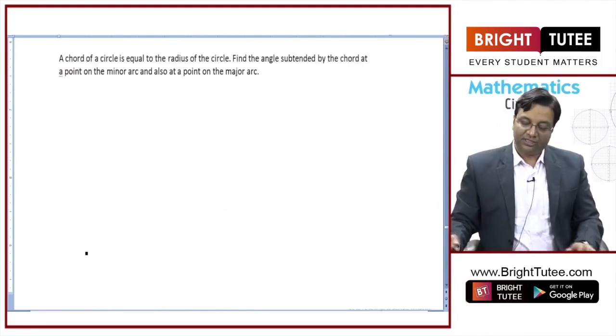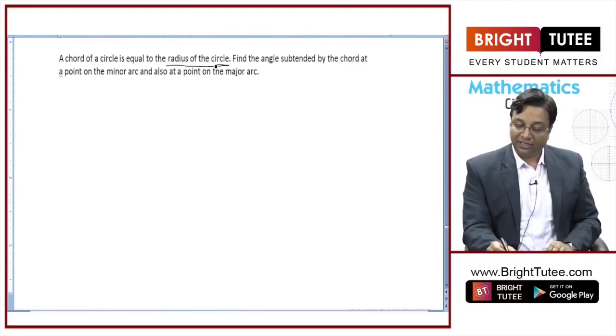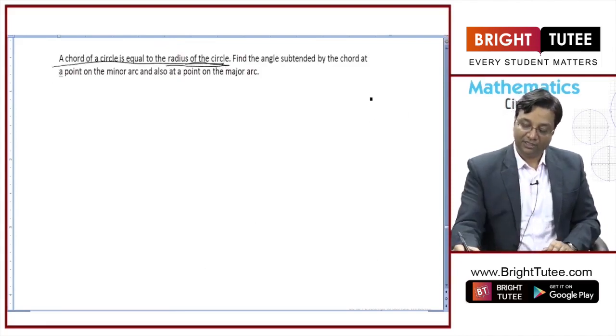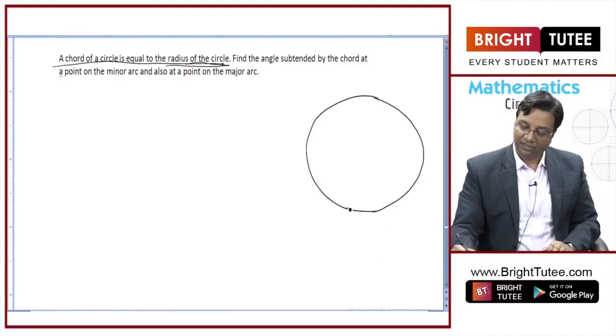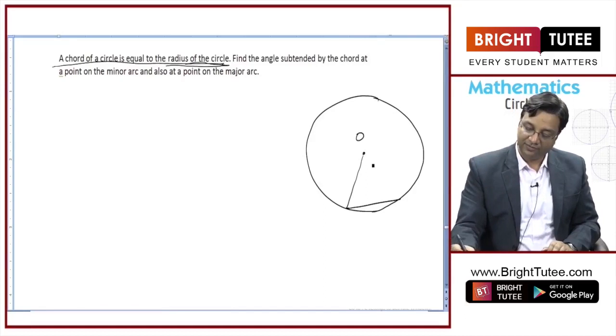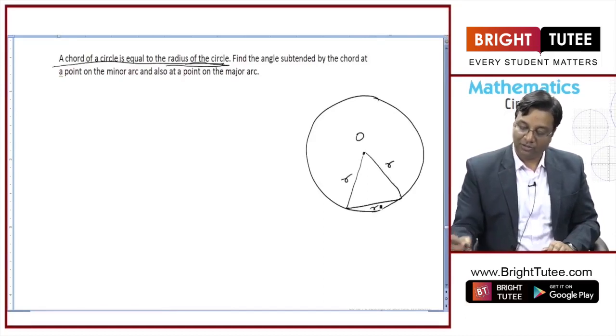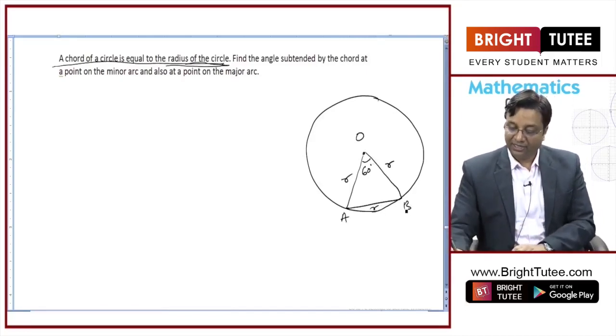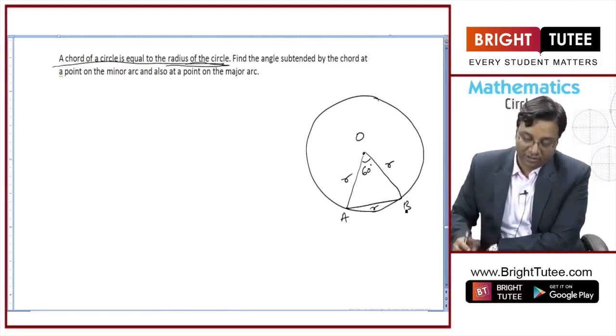A chord of a circle is equal to the radius of the circle. I have talked about such a circumstance previously, that in this case this chord, if it is equal to the radius, let us say this is the radius, this is R, this is R, so this chord is also R, so it will subtend an angle of 60 degrees at the center, because this will become an equilateral triangle. So let's read the question.